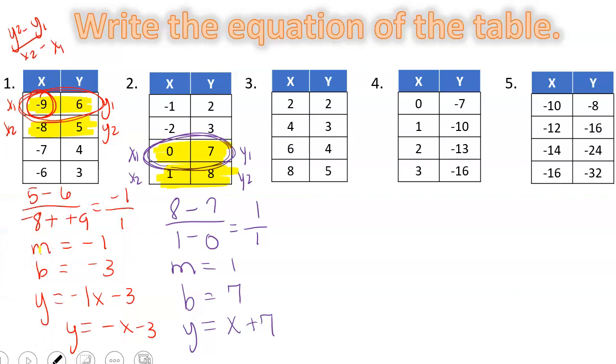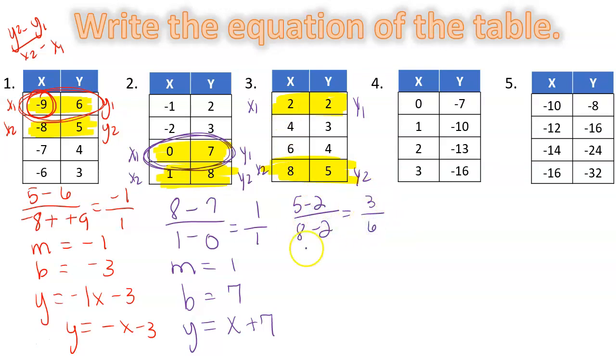All right, so for 3, my numbers are all positive, so I'm just going to go with this one and this one, just because. All right, x1, x2, y1, y2. All right, so y2, 5, minus y1, 2, over x2, minus x1. 5 minus 2 is 3. 8 minus 2 is 6. 3 over 6 will simplify to 1 over 2.